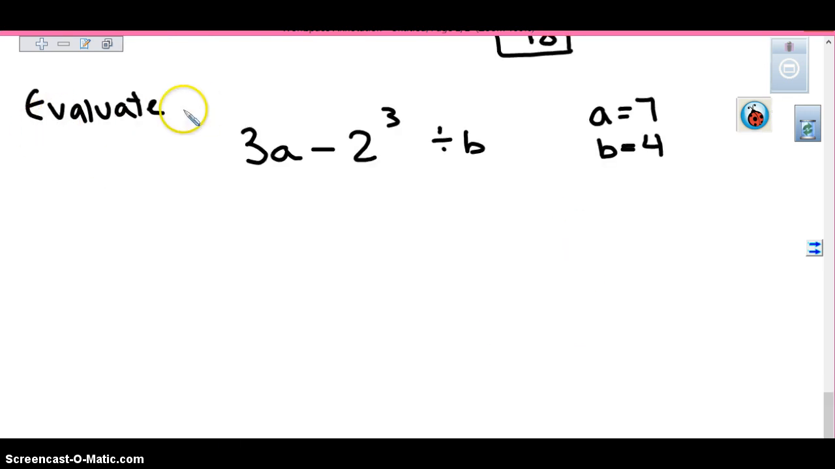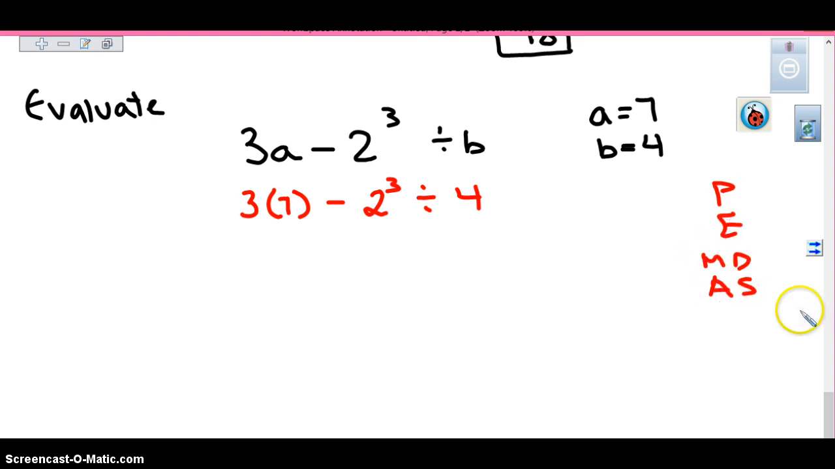If we have to evaluate, that means we have to find the answer to 3 times a minus 2 cubed divided by b, where a equals 7 and b equals 4. What is the first thing we have to do? We have to substitute our variables with the numbers. This means 3 times 7 minus 2 cubed divided by 4. Now we've got multiplication, subtraction, a power, an exponent, divided by 4. Do we have to use PEMDAS? We have to use order of operations.